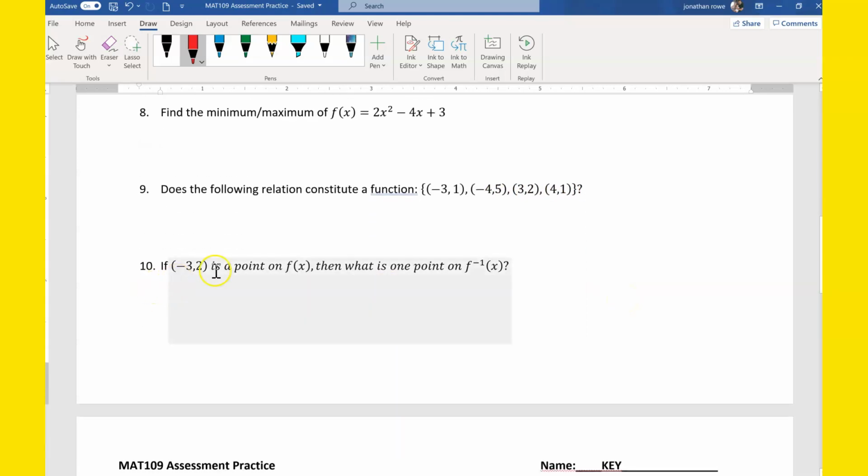And number 10, if -3, 2 is a point on f of x, then what is a point on f inverse of x? All the inverse does is it swaps the inputs and outputs. So instead of -3, 2, it'll be 2, -3.